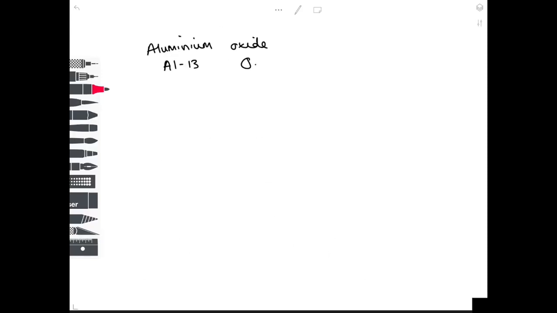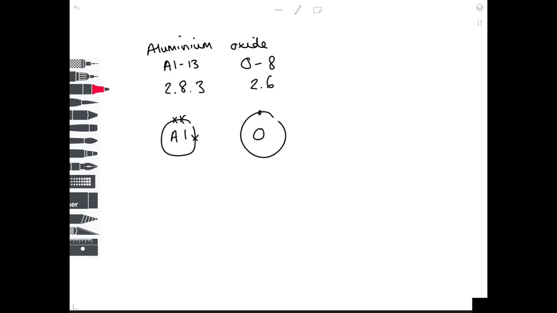Looking now at aluminium oxide, which is the most difficult example. So aluminium has an atomic number of 13, so its electronic configuration is 2.8.3. Oxygen has an atomic number of 8, so it's 2.6. So aluminium's outer shell will have 3 electrons on it. Oxygen will have 6 electrons.